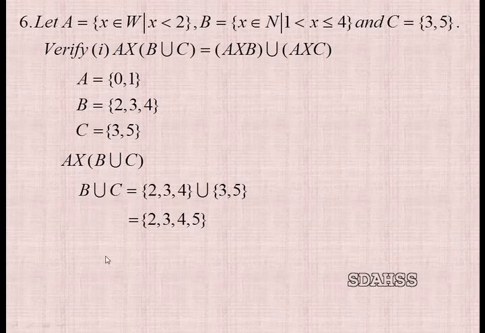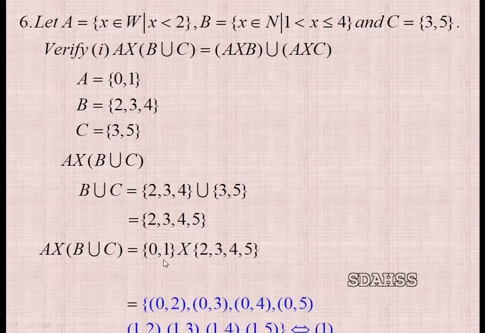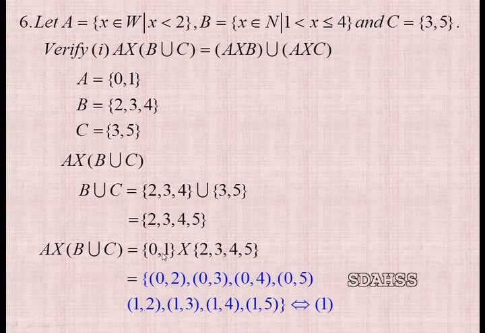Then you find A cross (B union C), which is equal to, here the set A is {0, 1}, cross (B union C) is {2, 3, 4, 5}. So this can be written as (0,2), (0,3), (0,4), (0,5), (1,2), (1,3), (1,4) and (1,5). Mark it as number 1.